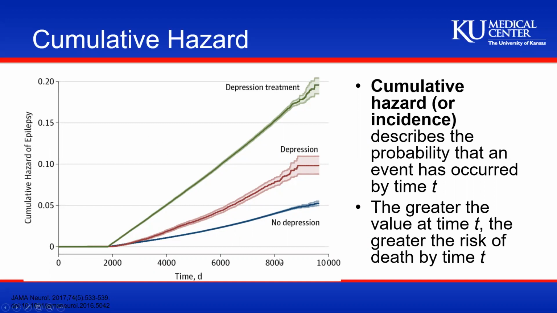So, for instance, I've got 3 groups here: those receiving depression treatment, those who have depression but no treatment, and those who have no depression. And if I look at 8,000 days, I can see by 8,000 days, individuals with no depression in this study, less than 5% of them had experienced epilepsy by 8,000 days, compared to 7.5% who had depression, compared to 16 to 17% who received treatment for their depression. So the greater the value at a particular time, the greater the risk of that event by that time.